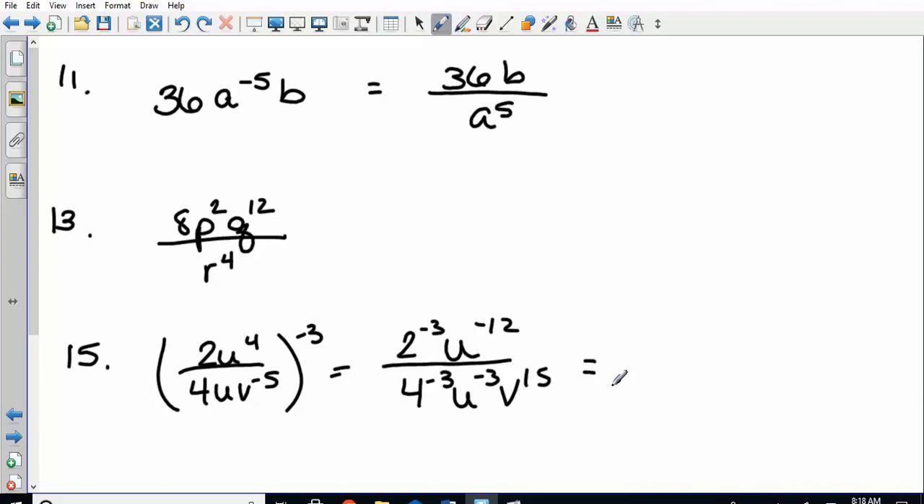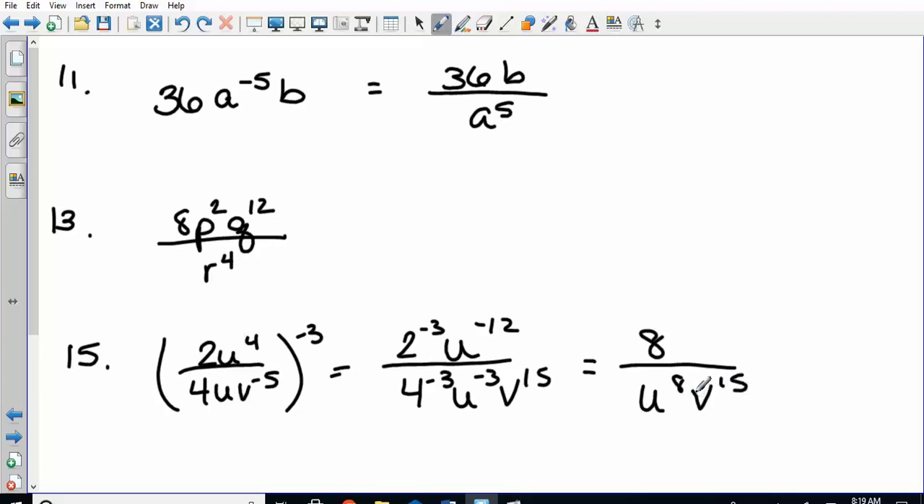All right, 2 to the -3 divided by 4 to the -3. You gotta flip them and then, yeah, so it'd be like 4 cubed, which is 64, over 8, which is 8. Do we have more u's on top or bottom? Bottom. If you don't like it, you could flip first. So -3 minus -12, or -3 plus 12 is 8.